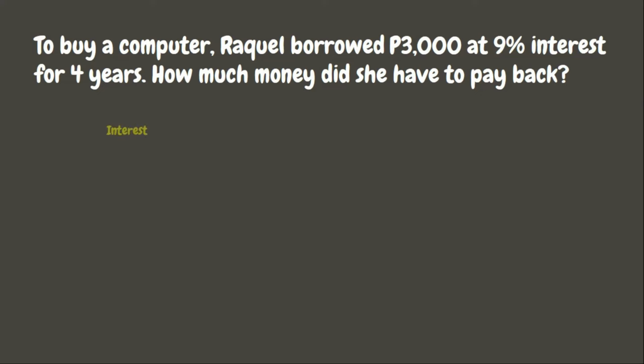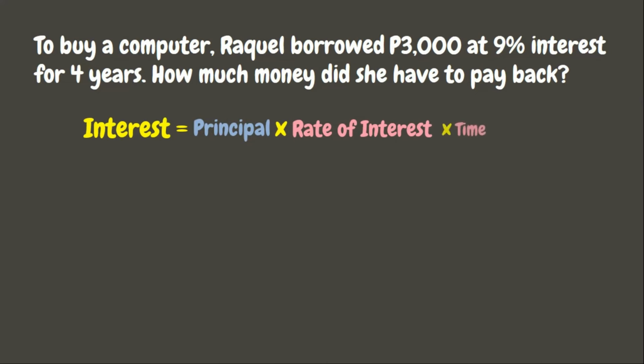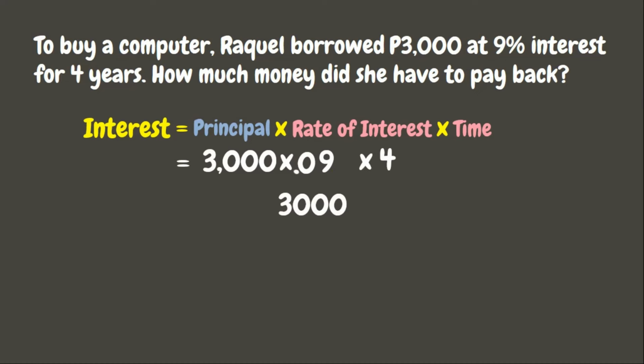To get the interest, we need to multiply the principal, rate of interest, and the time. Here, the principal is 3,000 pesos, while the rate of interest is 9%, and the time in years is 4 years. Again, let us change the percent into decimal. There you go. Now let us multiply. 3,000 times 0.09.